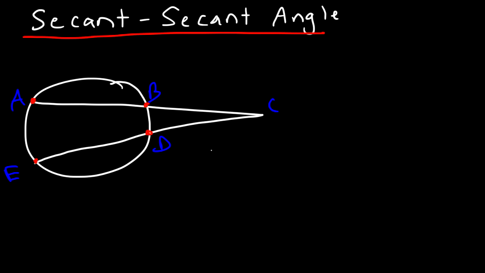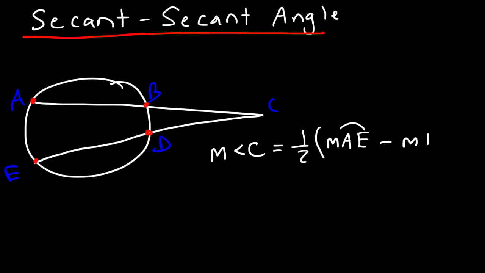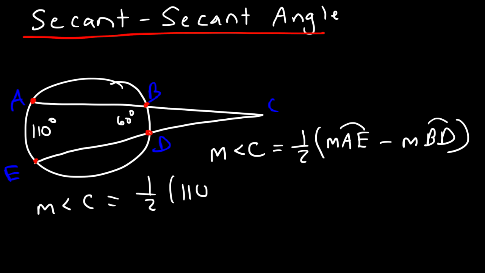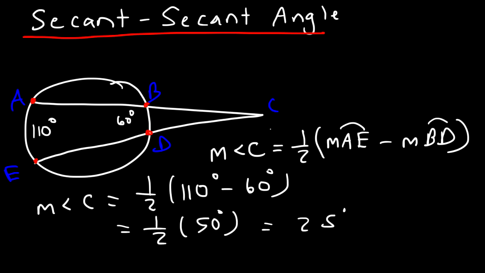Now, here's the formula that you need to know. The measure of angle C is 1/2 the difference between arc AE and arc BD. So let's use an example. Let's say that AE is 110 and BD has an angle measure of 60 degrees. What's the value of angle C? So the measure of angle C is going to be 1/2 of 110 minus 60. Now 110 minus 60 is 50, and 50 divided by 2 is 25. So in this example, that's the angle measure of angle C.